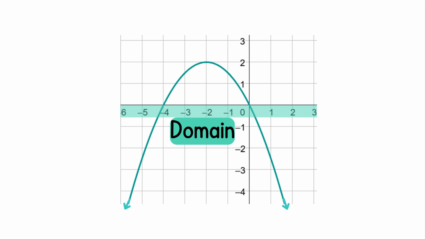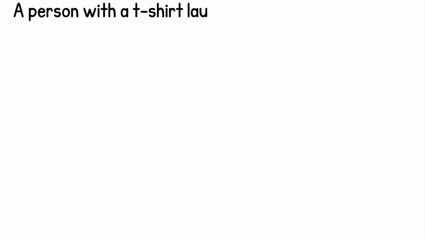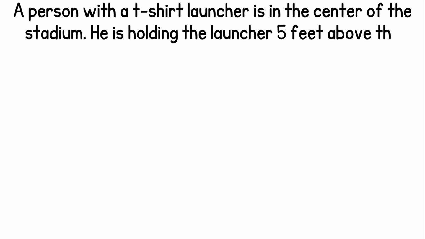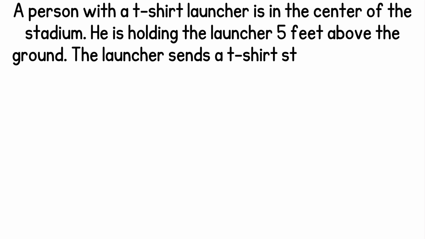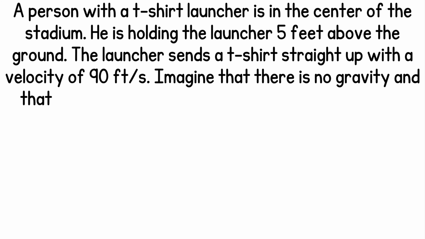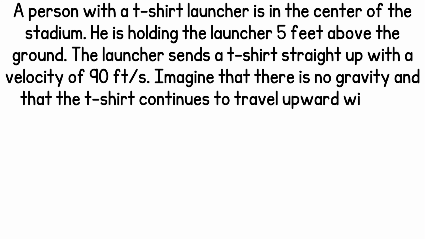Now let's look at some examples. A person with a t-shirt launcher is in the center of the stadium. He is holding the launcher 5 feet above the ground. The launcher sends a t-shirt straight up with a velocity of 90 feet per second. Imagine that there is no gravity and that the t-shirt continues to travel upward with the same velocity.